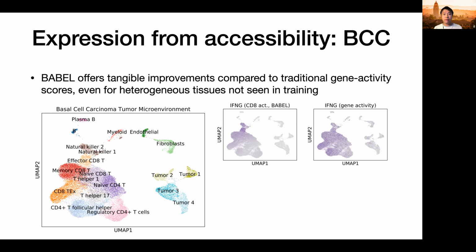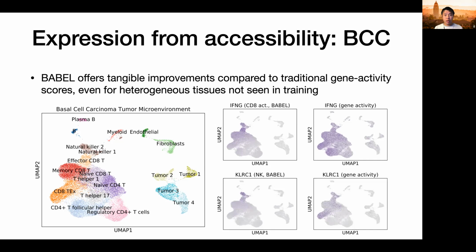For example, for interferon gamma, which we expect to be localized to CD8 activated T cells, gene activity scores shown on the right are somewhat non-specific, whereas BABEL produces more localized predictions. We observe similar improvements for KLRC1, a gene that we expect to be specific to natural killer cells. Here, gene activity scores also overpredict expression in epigenetically similar cytotoxic CD8 T cells, a small error that BABEL does not make.